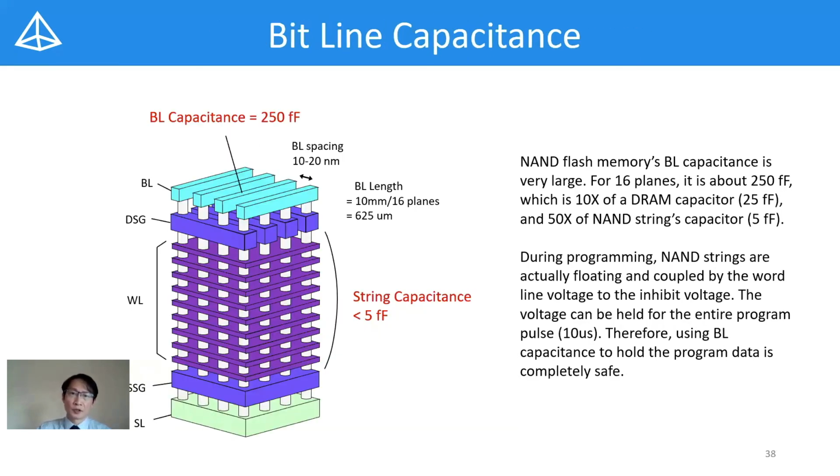Is it safe to store program data in binary capacitance? Yes, absolutely. Because NAND flash's binary capacitance is very large. For 16 planes, the binary capacitance is about 250 femtofarad, which is 10 times of DRAM capacitor and 50 times of NAND string capacitance. As a NAND string can hold boosted voltage for entire program pass, the much larger binary capacitance can definitely hold the data without any problem.